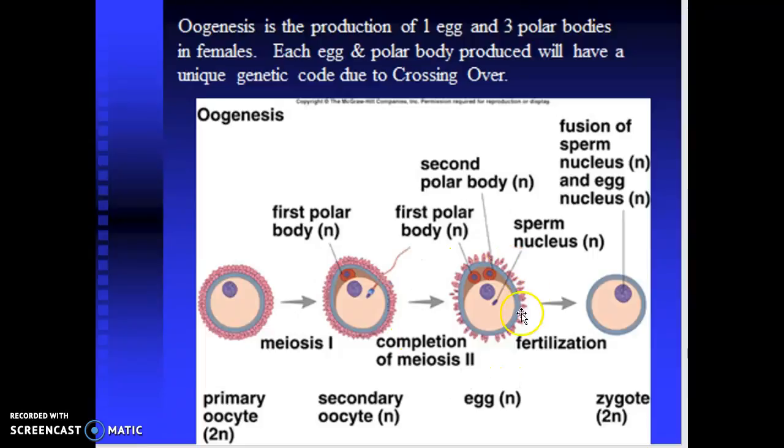So now it divides again, and it produces an uneven division, and that uneven division produces a second polar body, and then the big, large cell here that has the majority of the cellular components, the genetic material, etc. Sometimes that first polar body will divide and turn into another polar body. Depends on the cell, depends on the division. But now we have the haploid egg and the haploid sperm, that fuse in fertilization, forming the zygote, which goes back to being diploid.